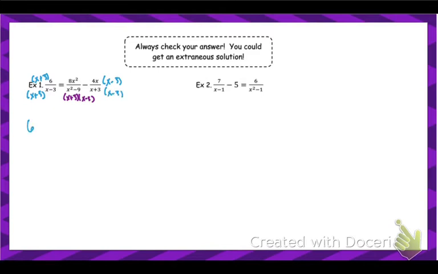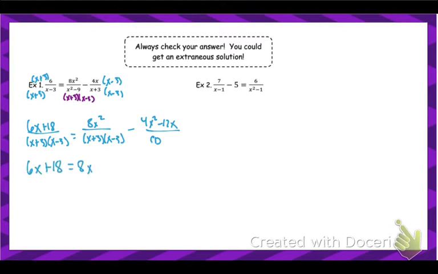And now I have 6x plus 18 over that common denominator is equal to 8x squared over that common denominator. And then I've got 4x squared minus 12x over that common denominator. So then at this point, we can just solve the numerators. All right, so I've got 6x plus 18 is equal to 8x squared minus 4x squared. And remember, when you subtract that fraction, you're subtracting the entire quantity at the top. So that's going to be a plus 12x. This is going to be 0, 4x squared plus 6x minus 18.